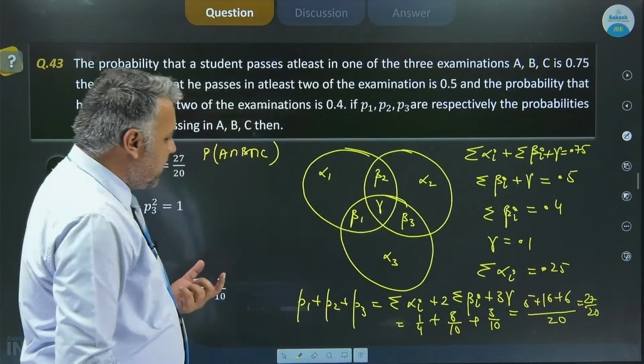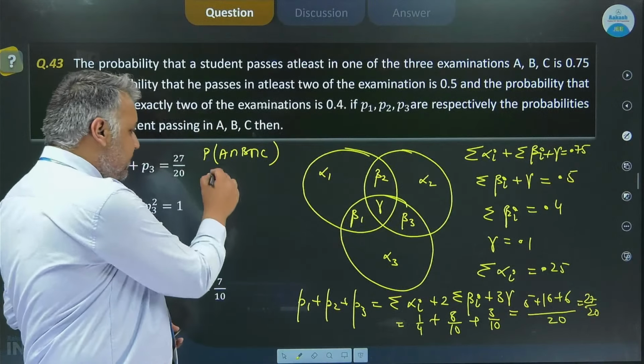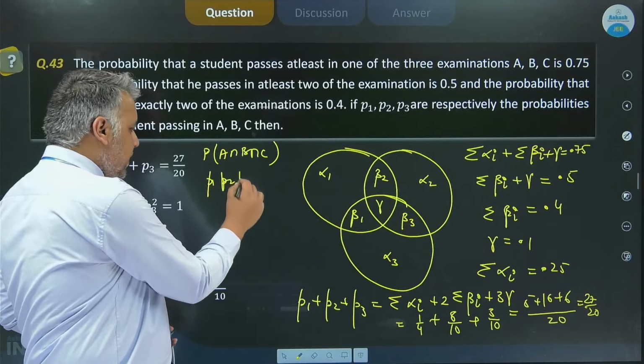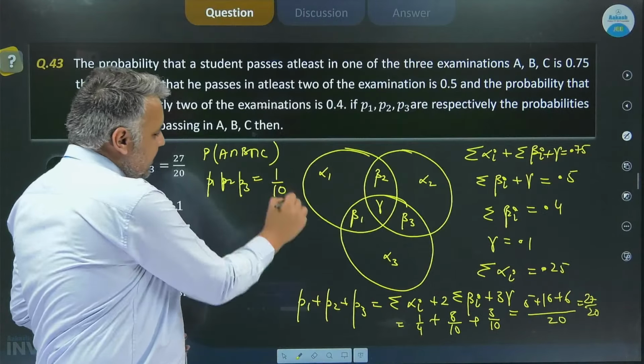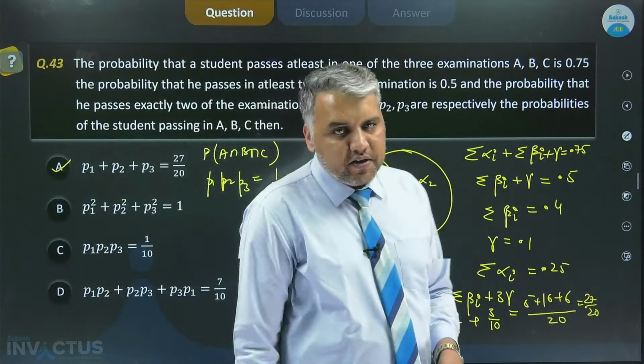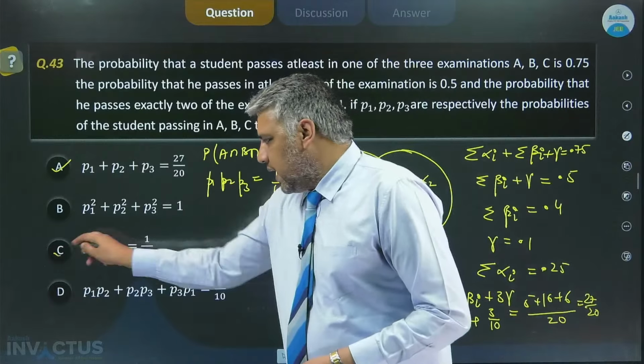So what is this probability? This is 0.1. So that means P1 into P2 into P3 is 0.1, or you can say 1 by 10. We can comment here. So option C is also a correct option.